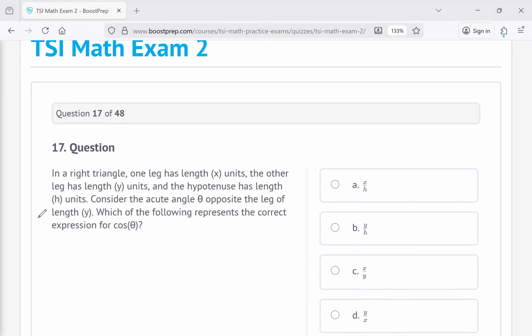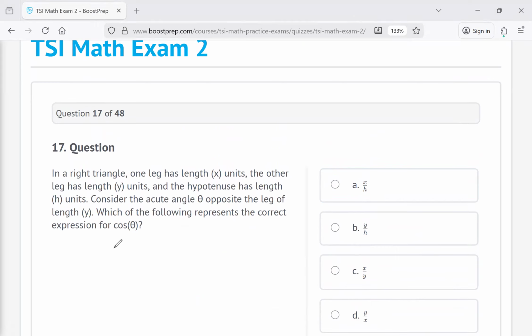In a right triangle, one leg has a length of x, the other leg has a length of y, and the hypotenuse has a length of h. Consider the acute angle theta opposite of the leg of the length y. Which of the following represents the correct expression of cosine theta?